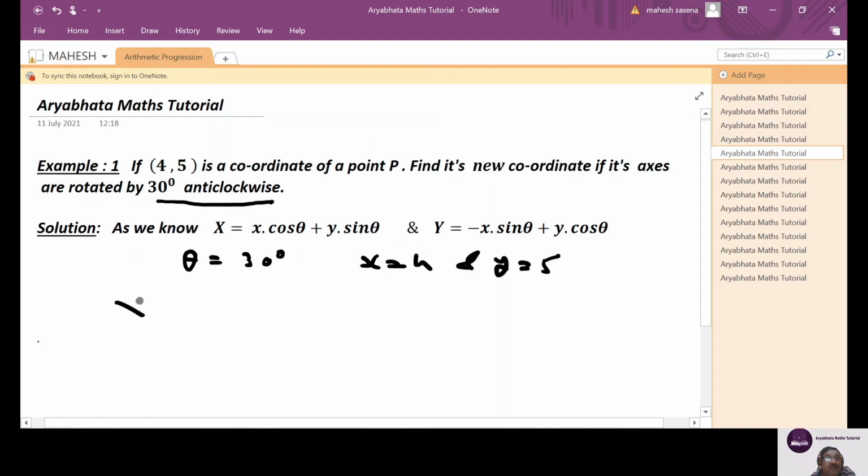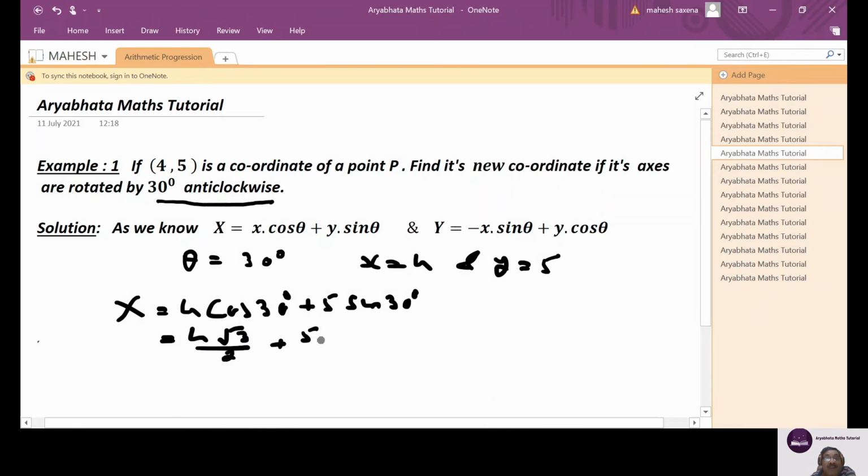Therefore, capital X will equal 4 cos 30 degrees plus 5 sin 30 degrees. Therefore, 4 cos 30 is root 3 by 2, plus 5 sin 30 is 1 by 2. Take 1 by 2 common. Therefore, it will be 1 by 2 into (4 root 3 plus 5).